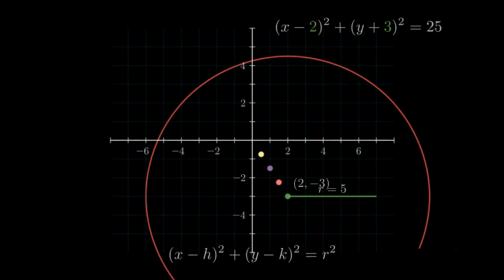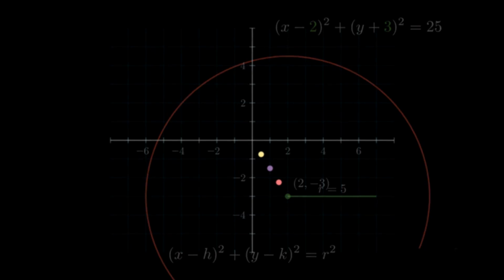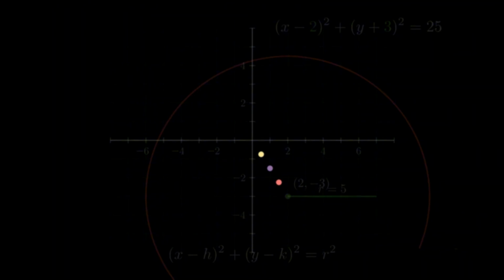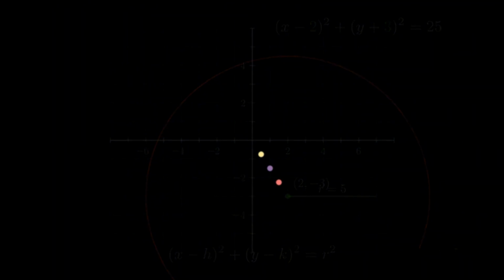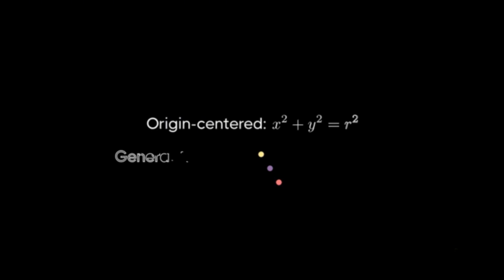(x − 2)² + (y − (−3))² = 5², which simplifies to (x − 2)² + (y + 3)² = 25. The key insight here is that the equation of a circle directly encodes its geometric properties. A circle centered at the origin has the simple form x² + y² = r², while moving the center to any point (h, k) requires adjustments to the equation using the pattern we've observed.